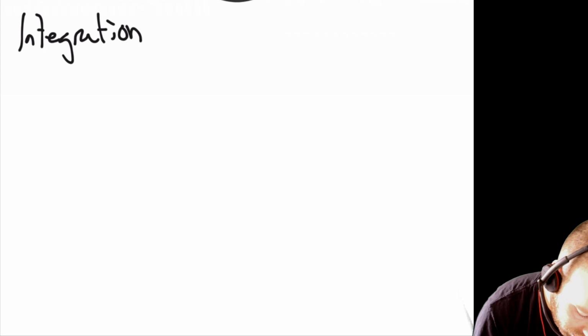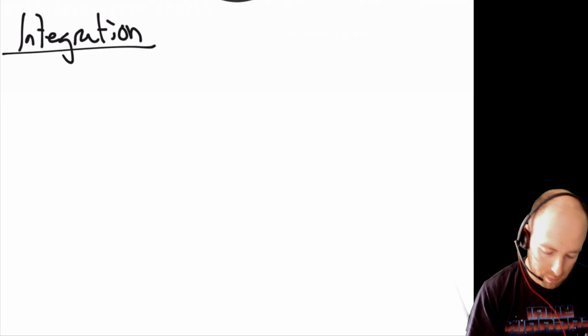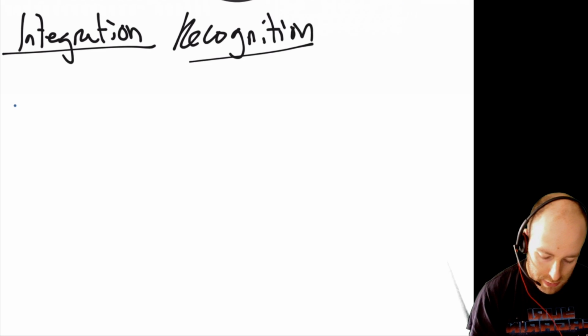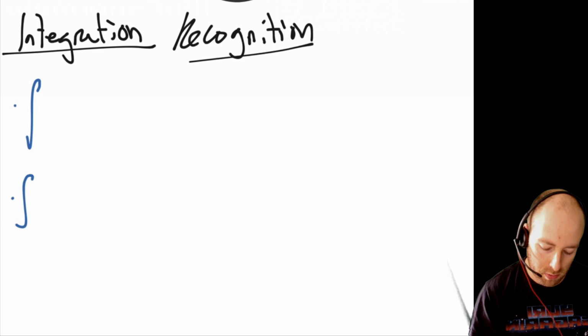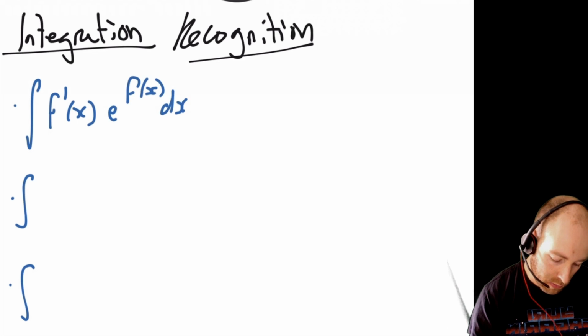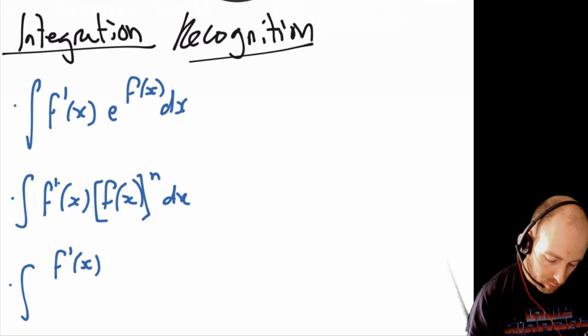Cool, so integration. Okay, first thing is inspection, or recognition as we call it. So remember, there's three types that you've got to try and remember, or be able to spot and recognize. There's f'(x) e^(f(x)). There's f'(x) [f(x)]^n. And there's f'(x) over f(x) dx.